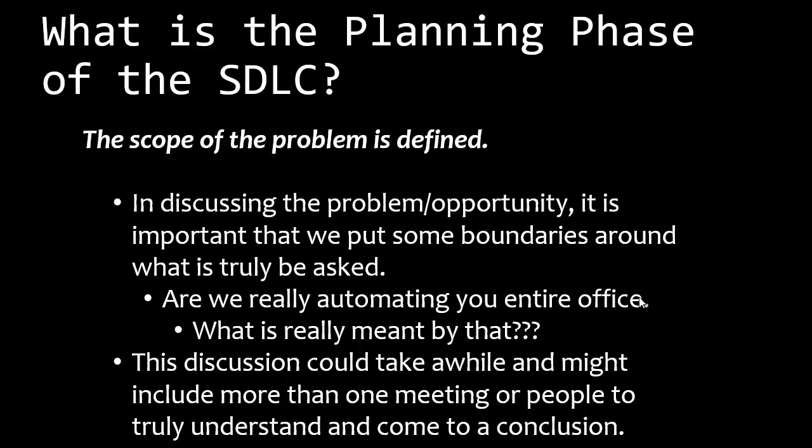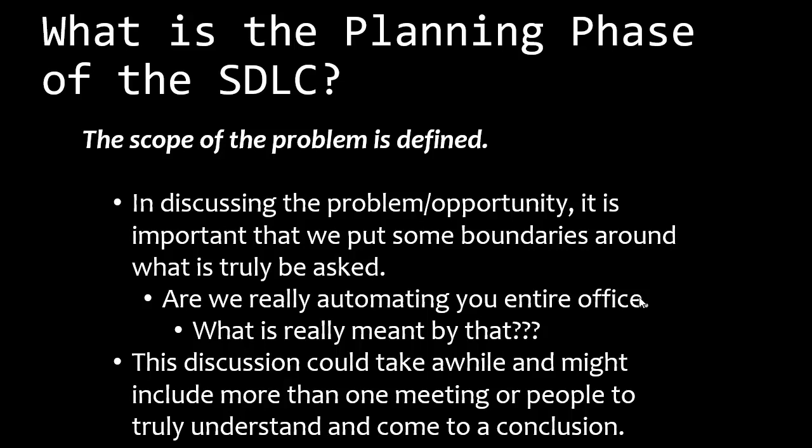This discussion could take a while and might include more than one meeting or people to truly understand and come to a conclusion. Don't think this is easy. It's not, okay? We don't want to spend days on it or even hours on it possibly, maybe hours, but not days or weeks. We want to get down to truly understanding what the boundaries are. I want to automate my order taking system. That's what I want to do.